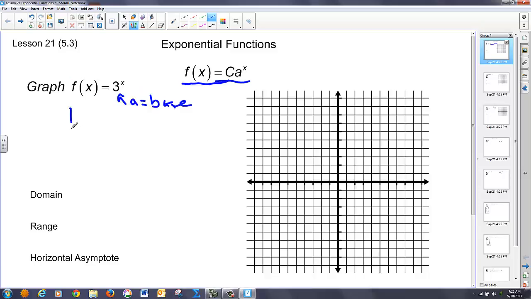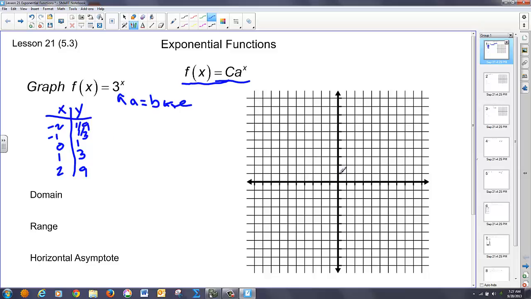So what I like to do on these is, first time through, I'll just plug and chug. So let's pick some positives like 0, 1, and 2, and some negatives like negative 1 and negative 2. I plug in 2, 3 squared is 9, plug in 1, 3 to the first is 3, plug in 0, anything to the 0 power is 1. 3 to the negative 1, that's like taking the reciprocal, so that's 1/3, and then finally 1/9.